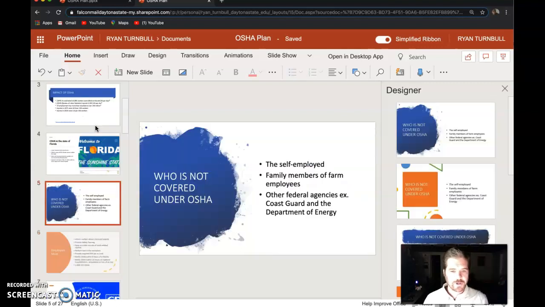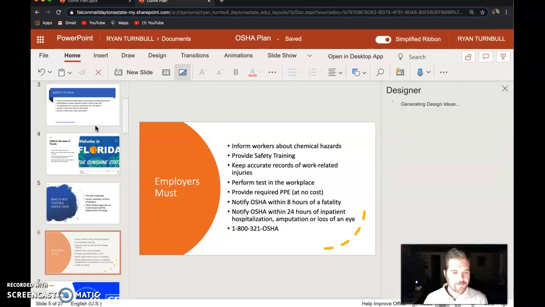Who is not covered under OSHA? Some things you may not know: the self-employed, family members of farm employees, and other federal agencies, for example, the Department of Energy and the Coast Guard.